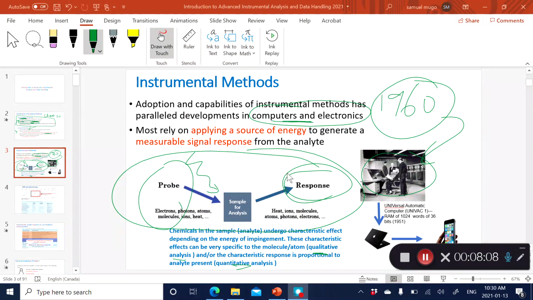All these platforms that you're talking about, instrumental methods, really, it's an electronic device. And I'm going to explain how you convert all these physical domains into an electrical quantity, which you can connect with a computer to do the measurements.